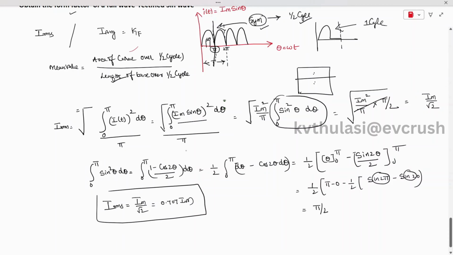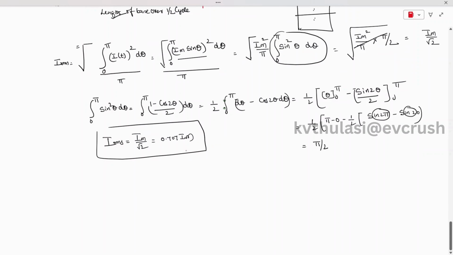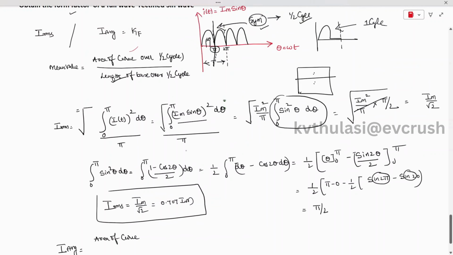This is also a sinusoidal waveform. Now let us try to do the average value. Okay, so average also we have to do it for only half cycle. That is nothing but area of the curve over half cycle. So the formula you're going to have is area of the curve over half cycle. Okay, we have to do only for half cycle. Why? Because the given waveform is a symmetrical waveform. For symmetrical we have to do for half cycle. For unsymmetrical waveform we have to do for full cycle.